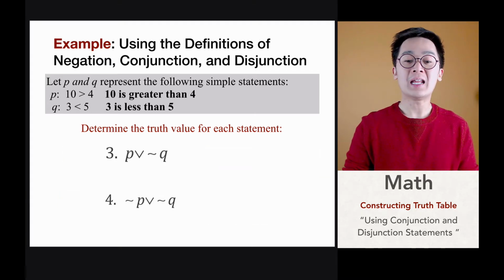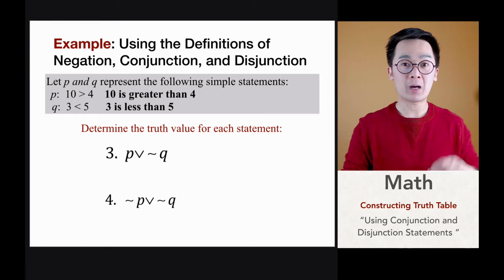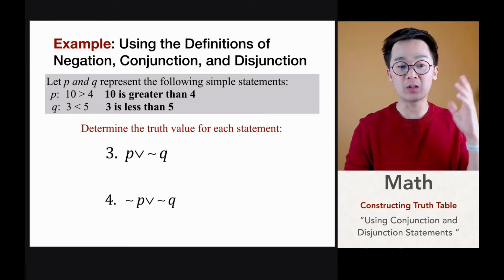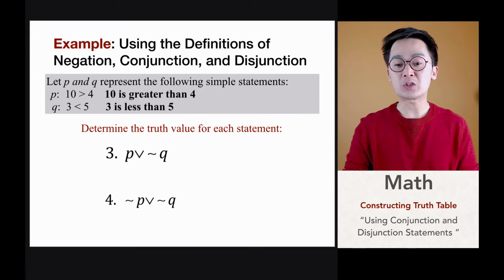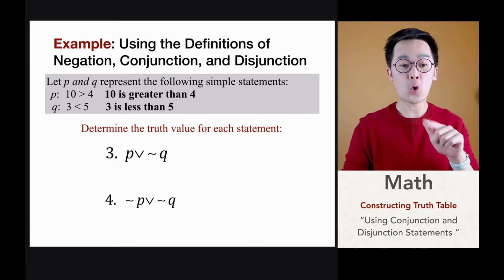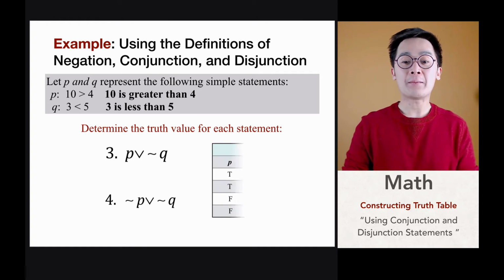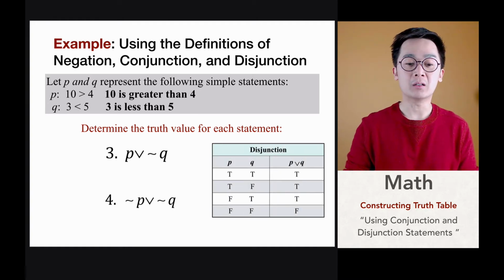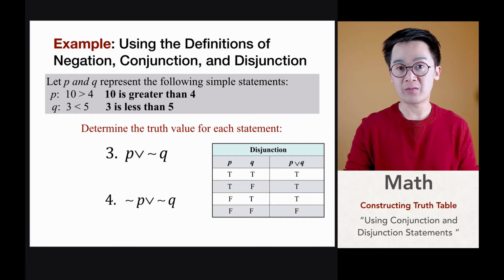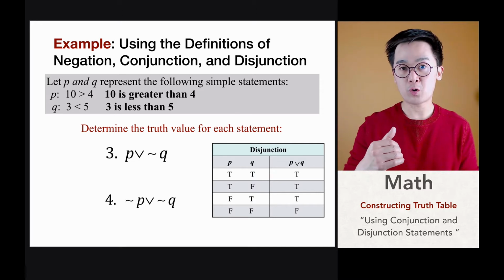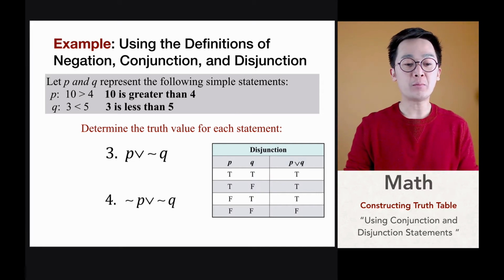Now let's say we have two more statements given by P and Q being the same value as the previous example. If we're going to determine the truth value for problem number 3, which is P or not Q, that means we're going to be using the disjunction table. So using the disjunction table, we'll be able to verify if number 3 and number 4 will be true or false. So for number 3, P is going to be true, not Q is going to be false, so T or F is going to be true.